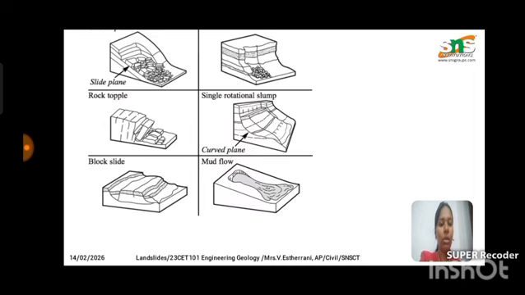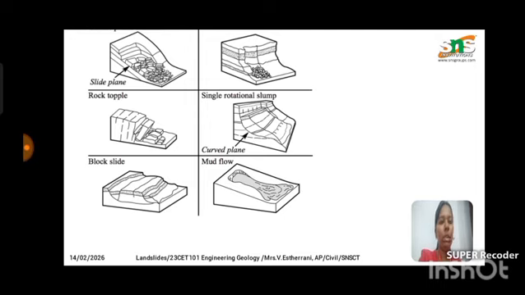Next one is the types of landslide. First one is the slide plane. In the slide plane, one plane moves from the upper surface to the downward surface; that is called the slide plane. Next one we can see is the single rotational slide, where only a single layer is moved from its part to the downward movement.